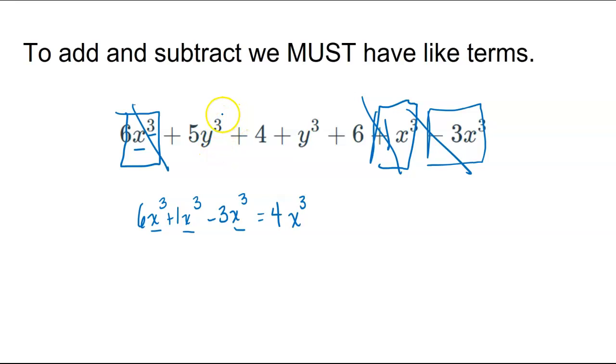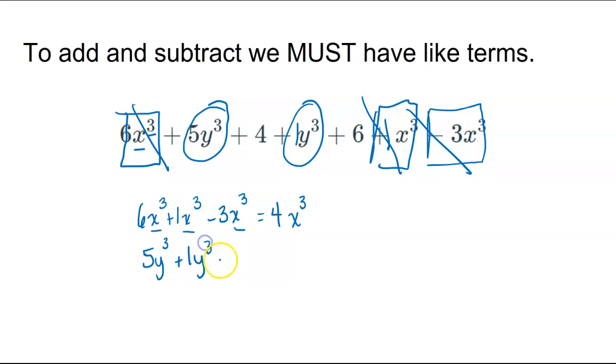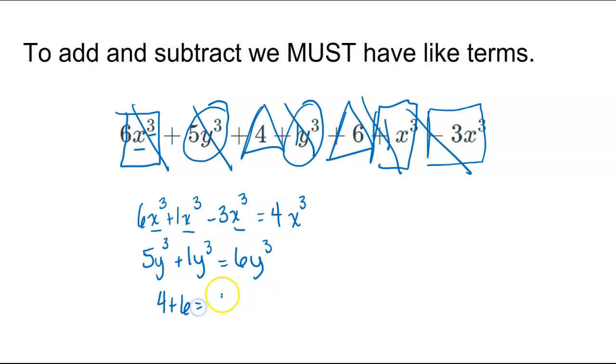The next type of term we're looking at is 5y cubed, which means we're looking for anything that's y cubed. There's one and there's one. Don't forget the invisible coefficient there is 1. So that's 5y to the third plus 1y to the third, which gives me 6y to the third. And those are taken care of. The last piece that we have are the constants. 4 and 6 are also like terms. We add those together and get 10.